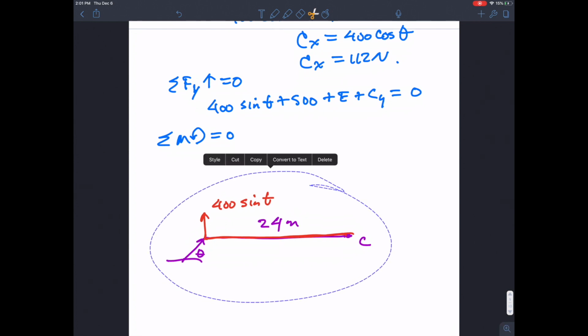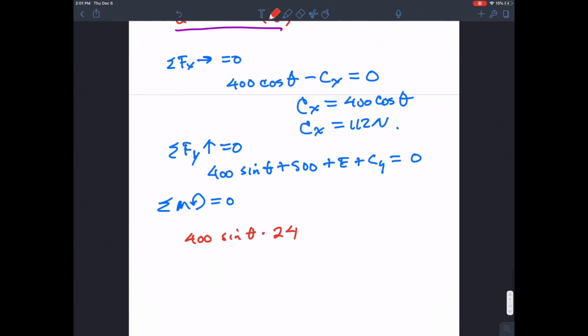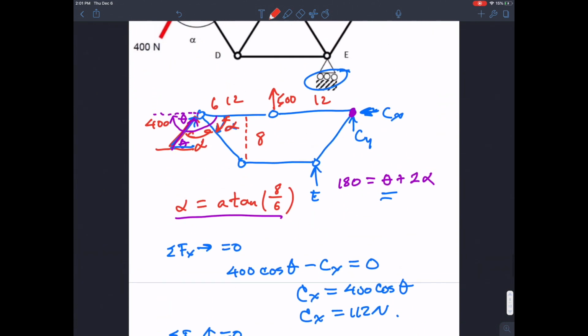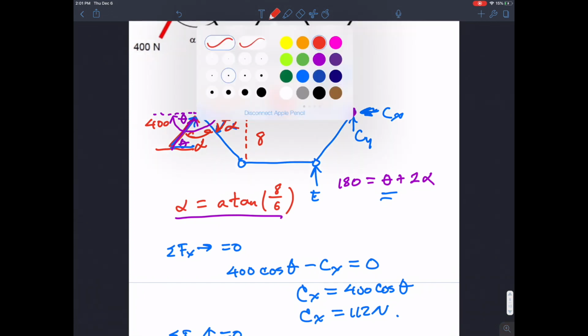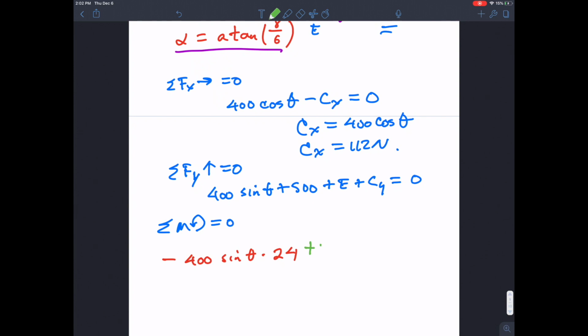I'm going to erase that and just write down the answer. So what we have is 400 sine theta times 24. And then that creates, you can tell from that direction that that would be clockwise, so this needs a minus sign. Okay, next we have this 500 Newton force acting at the middle of the truss. Okay, so the moment arm there, let me change the color. Let's go with green. Okay, the moment arm there is the perpendicular length to the force. So the force is acting vertically, you need the horizontal length. All right, so that would be 12 times 500, and this would force this to rotate in a clockwise direction. So we need plus 12 times 500. I'm sorry, it's minus because it's clockwise.